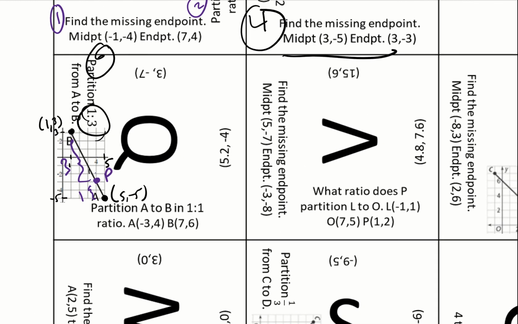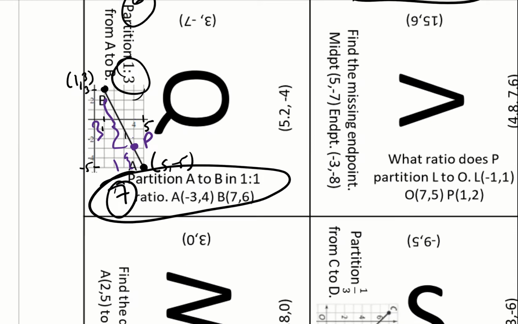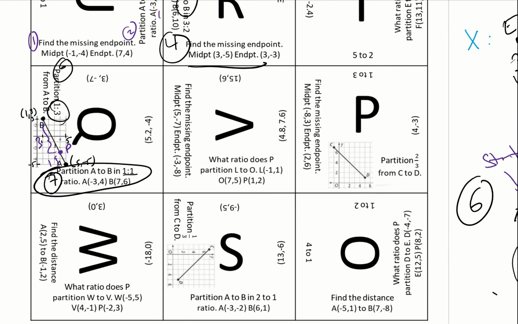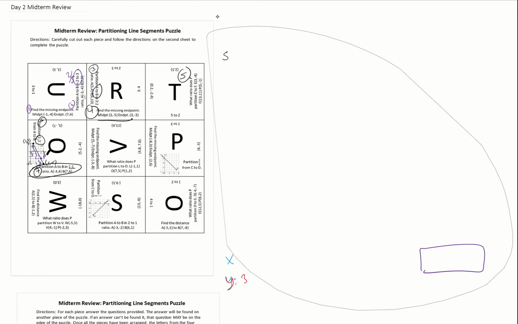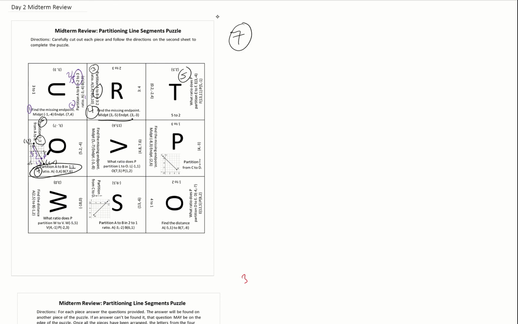Okay, let's do the next problem. We'll call this one number 7 right here. Partition it in a 1 to 1 ratio, and those are the coordinates. Okay, so we wanted to do a 1 to 1 ratio. A is -3, 4. B is 7, 6.